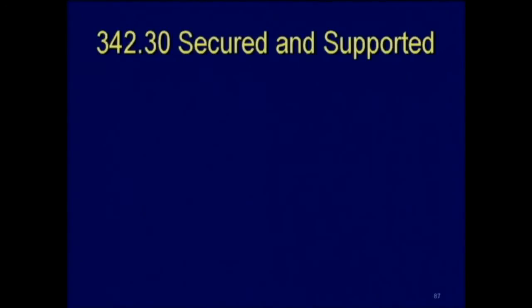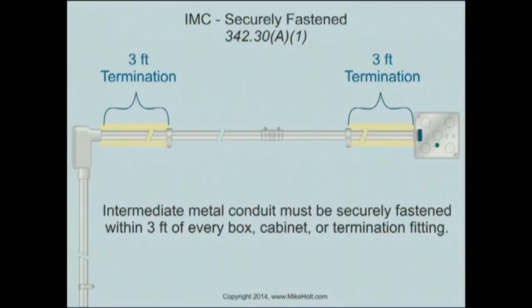342.30, secured and supported. You have to secure the raceway within 3 feet of termination. Now, years ago, it used to say within 3 feet of fittings, and so some guys were thinking you had to have the support within 3 feet of couplings. That's been clarified over the years, so it's 3 feet of the termination. You might terminate in an LB, well, then you need 3 feet of that termination. Or in a box, within 3 feet of termination.